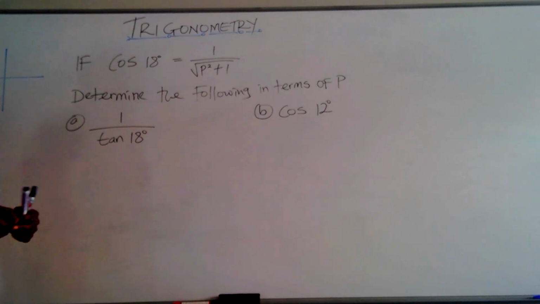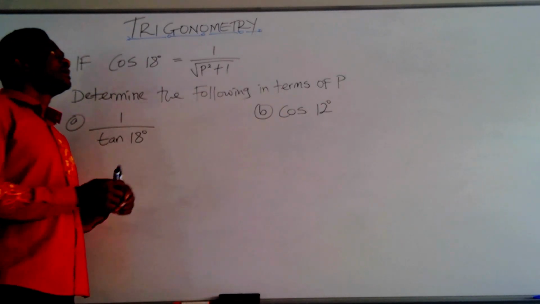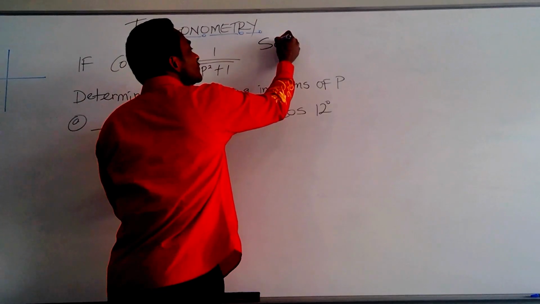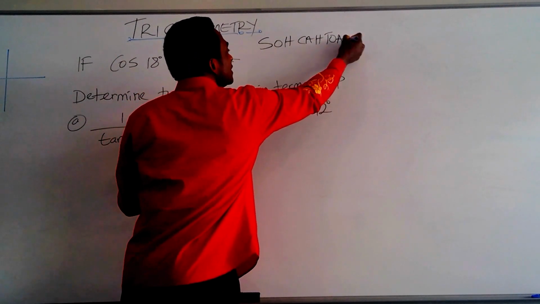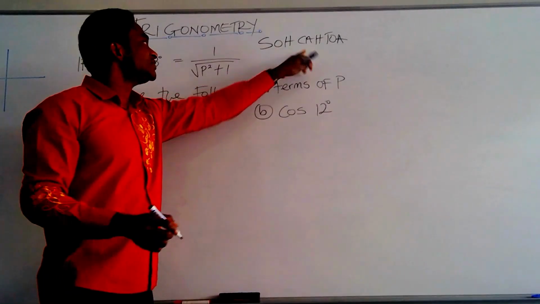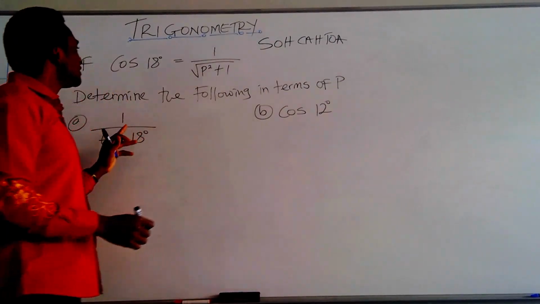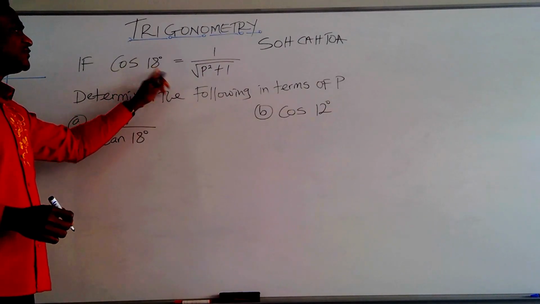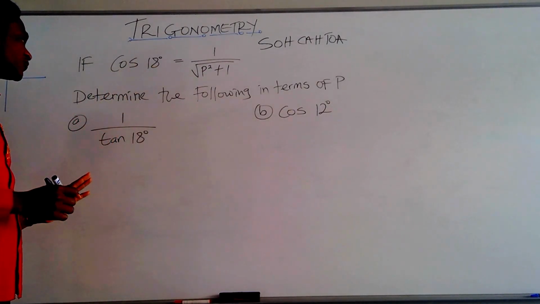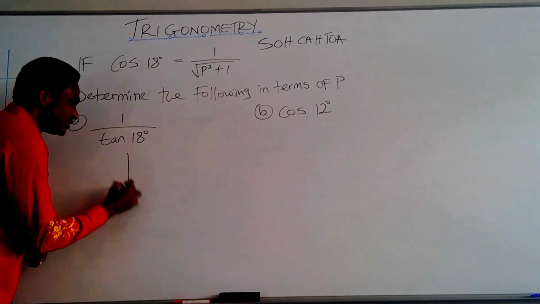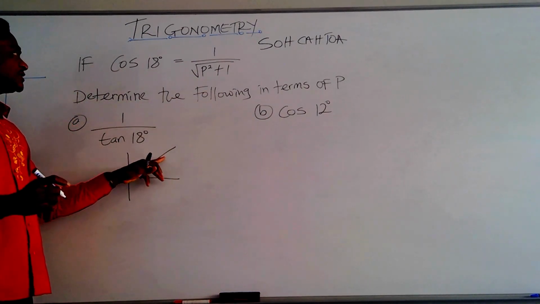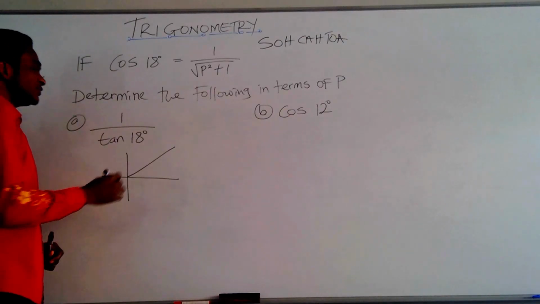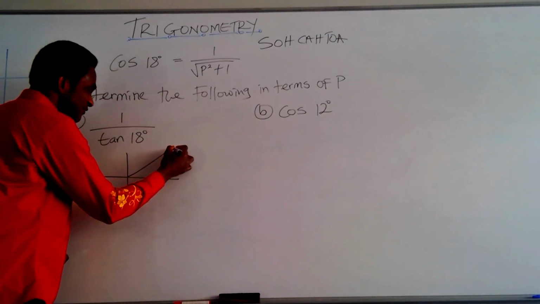But we also remember that from our SOHCAHTOA, cos is adjacent over hypotenuse. First things first, cos is positive, so we can work on the first quadrant. If cos is positive, we can work on the first quadrant because cos is positive in the first and fourth quadrants.